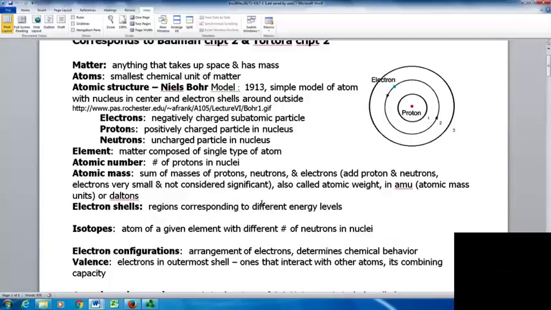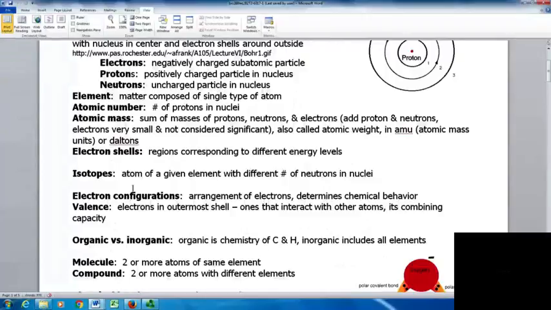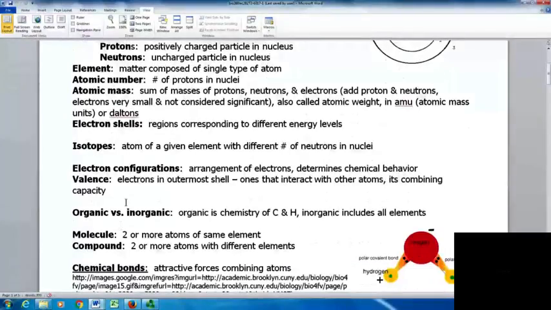Your electron shells are going to be the regions that correspond to the different energy levels. Isotopes are going to be atoms of a given element with a different number of neutrons in the nuclei. So they will have similar behavior, but they will have a different mass. Your electron configurations are the arrangements of the electrons. This is what determines the chemical behavior. Of particular importance is the valence, or the electrons in the outermost shell. These are the ones that are going to interact with other atoms and will give you its combining capacity.